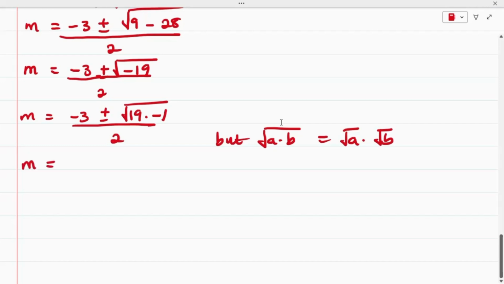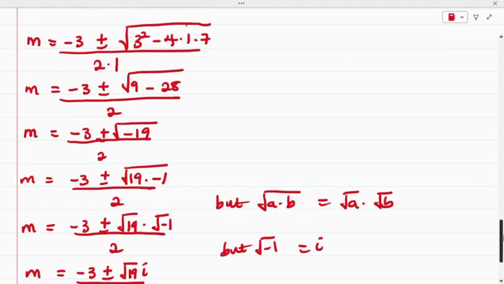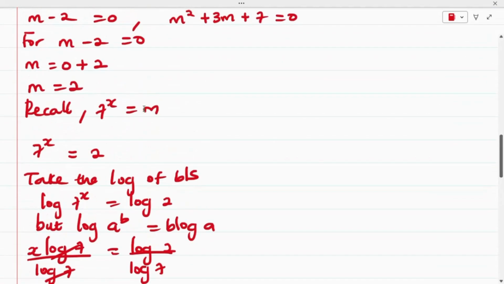So we have m equals minus 3 plus or minus the square root of 19 multiply the square root of minus 1, divided by 2. But the square root of negative 1 equals i, so we have m equals minus 3 plus or minus the square root of 19 i, divided by 2. So we have the value of m. Now I want to simply recall that m equals 7 raised to the power of what?